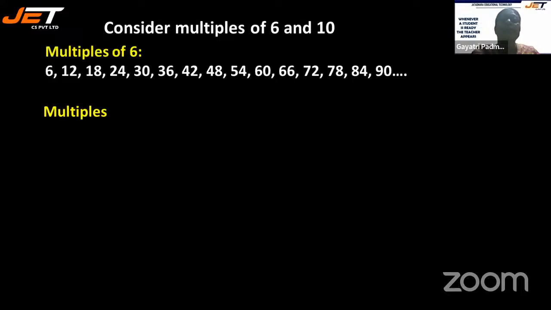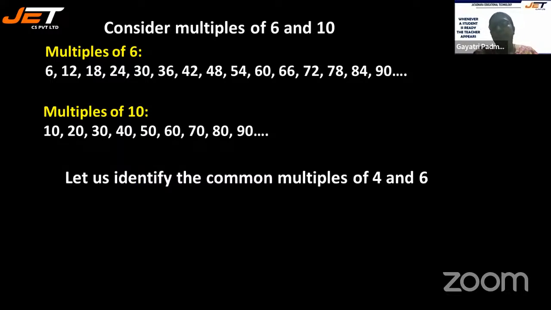All right. Now we are considering the multiples of 6 and 10. The multiples of 6 are 6, 12, 18, 24, 30, and so on. The multiples of 10 are 10, 20, 30, 40, 50, and so on. Now let us jot down the common multiples of these numbers. The common multiples of 6 and 10 are 30, 60, 90, and so on.